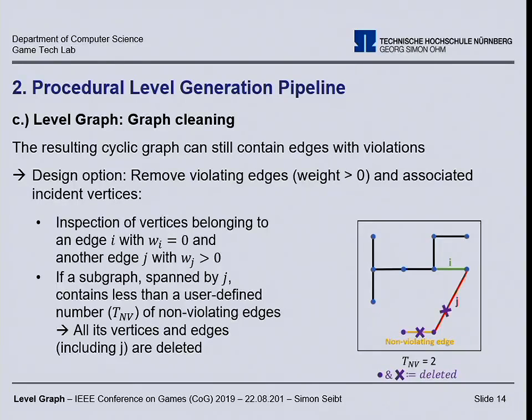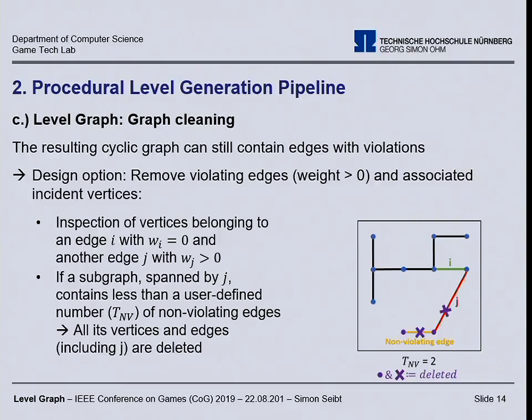Okay, now let's have a look at the graph cleaning option. So why do we need this substep? Because the resulting cycle graph can still contain edges with violations. So we have added another design option to our pipeline that allows us to remove violating edges and associated incident vertices.